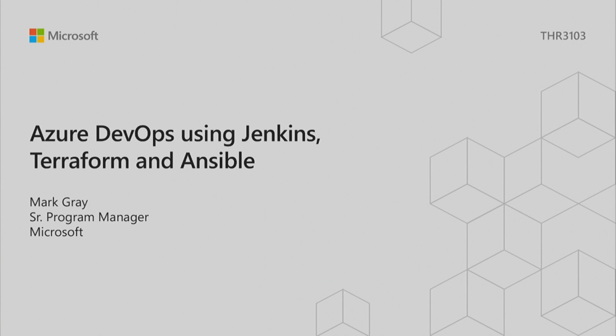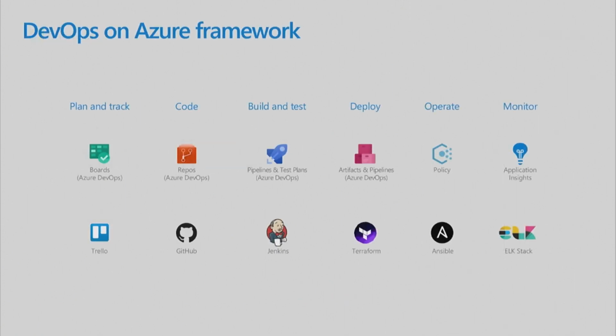So my job, or the team that I work on's job, is to make sure open source software works well with Azure. So what I'm going to talk to you about today is Terraform, Jenkins, and Ansible, how to use those in a pipeline to deploy to not only Azure, but multiple clouds and what have you. So we'll go ahead and get started here.